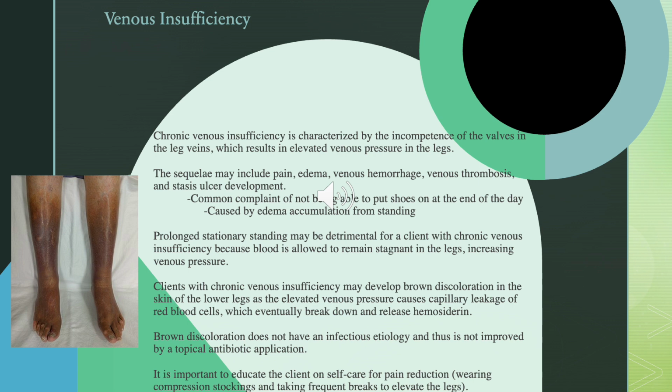So prolonged stationary standing is the problem. Because blood basically stays and pools, and increases the venous pressure, and increased venous pressure means increased fluid, yada, yada, yada, big fat ankles. There you go. Clients with venous insufficiency are going to have that gnarly brown discoloration.